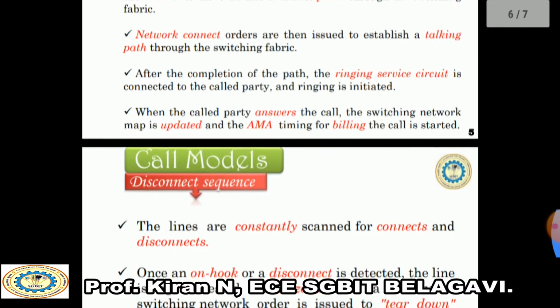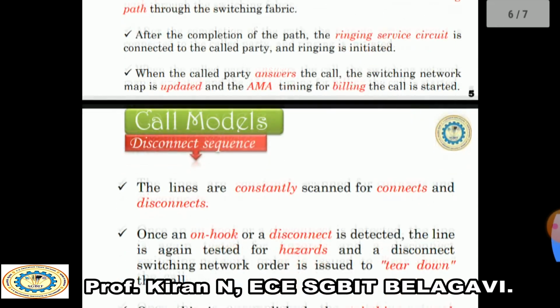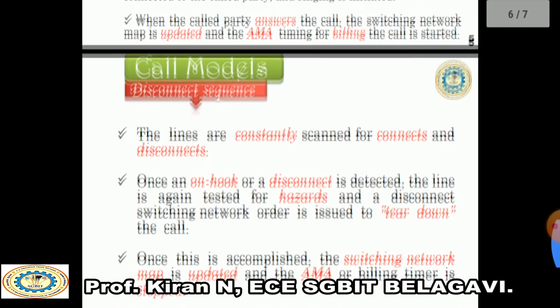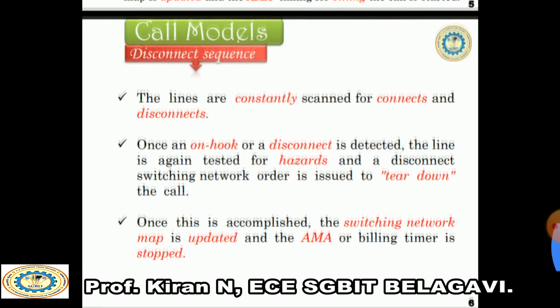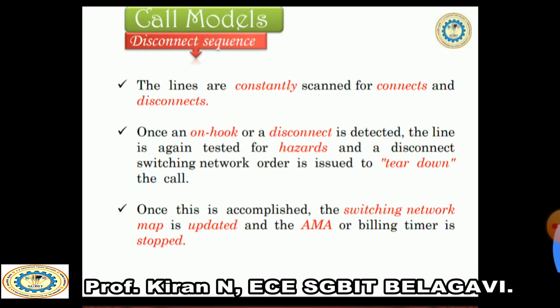So this means that if any on-hook condition is detected, like suppose subscriber A is calling subscriber B and B is speaking to someone else, at that moment the condition at subscriber B's side will be on-hook, that is, he is busy with some other call. In such a scenario, subscriber A will continuously send test signals to check the hazard condition, and digital switch network commands also, so that it can tear down the call.